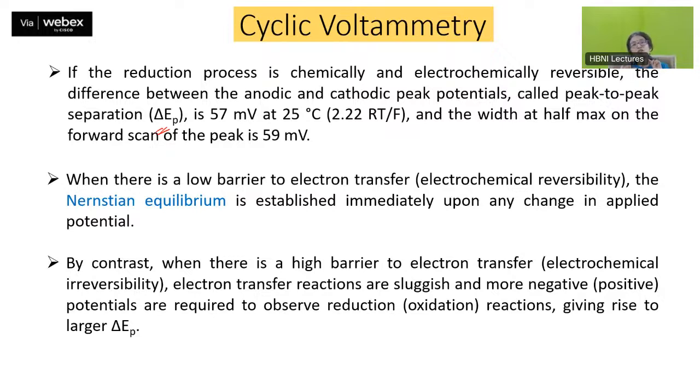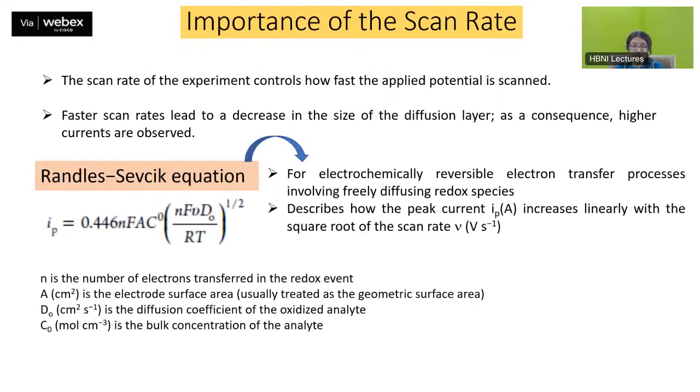So by looking into the cyclic voltammogram, you should be able to say whether it is a reversible kind of reaction which is taking place, electrochemical reversibility there, or is there a component of irreversibility in your electrochemical reaction. So here the role of scan rate is very important. How you are scanning, what is the speed of scanning? So scan rate of an experiment controls how fast that applied potential is getting scanned.